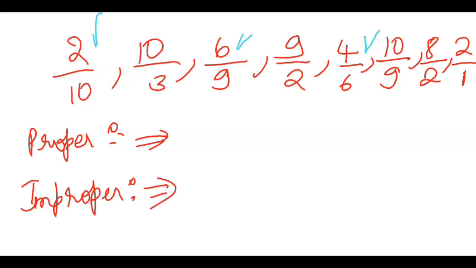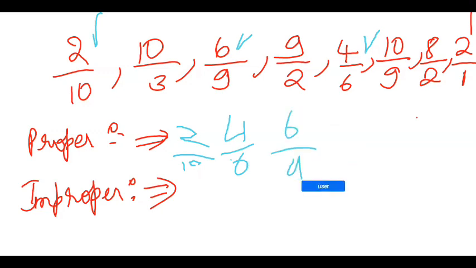2. Excellent. 2 divided by 10 is a proper fraction. Why is it so? Because numerator is less than denominator, right, beta? Yes, that's great, mashallah. Then say 4, 6. You have more. You have one more. 6/9. Yes, this is also a proper. 4/6 is also a proper.